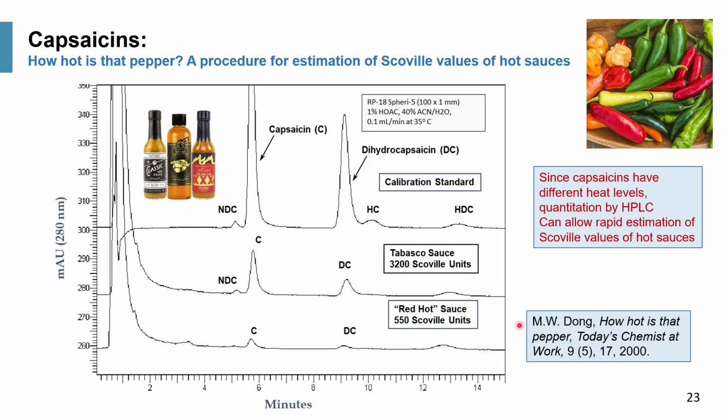I published an interesting paper on the measurement of the heat level of different peppers or hot sauces using HPLC separation of different capsaicins. Because the heat levels are different, you can assay them and summarize using a program in the chromatography data system that gives you the Scoville level within an hour of sample prep plus the assay. So this is of interest to some of the manufacturers.